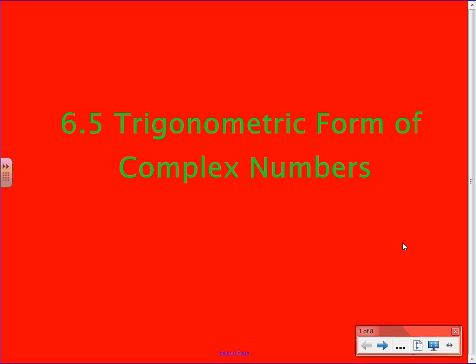Okay, the first thing I want to talk about is graphing a complex number. This is something that appeared very briefly in Algebra 2. Does anybody remember graphing complex numbers?